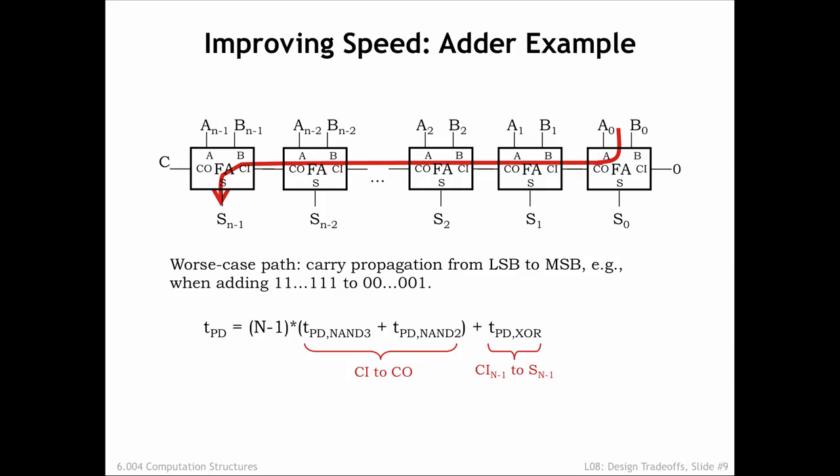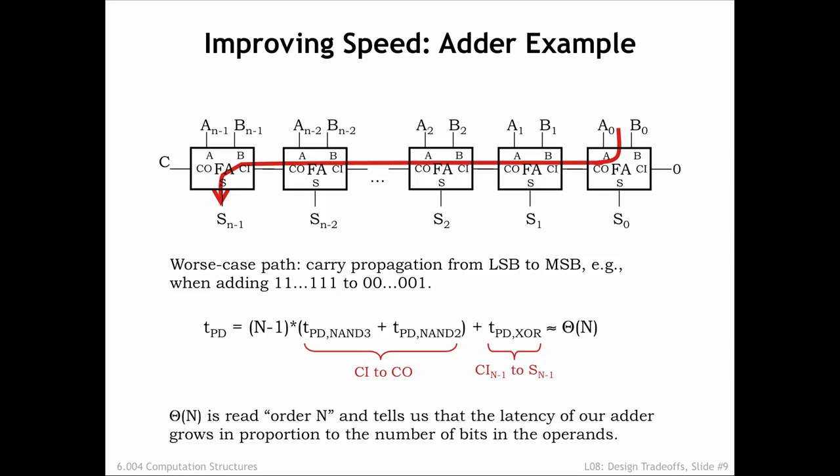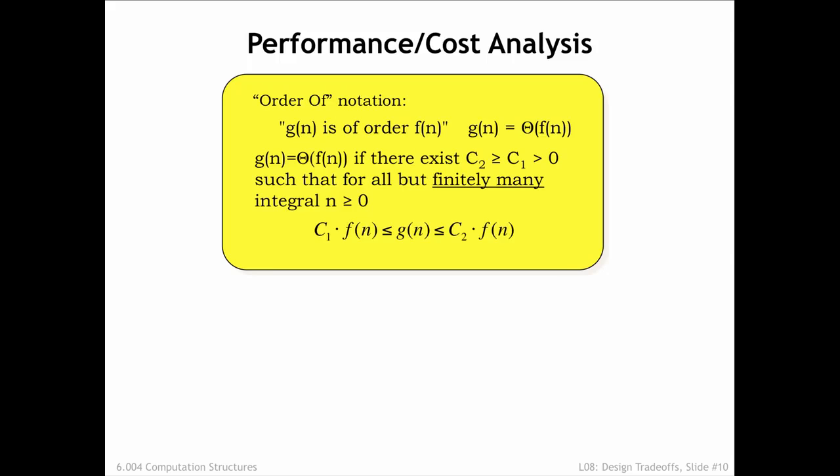It's useful to summarize the dependency of the latency on n using the order of notation to give us the big picture. Clearly, as n gets larger, the delay of the XOR gate at the end becomes less significant, so the order of notation ignores terms that are relatively less important as n grows. In this example, the latency is order n, which tells us that the latency would be expected to essentially double if we made n twice as large.